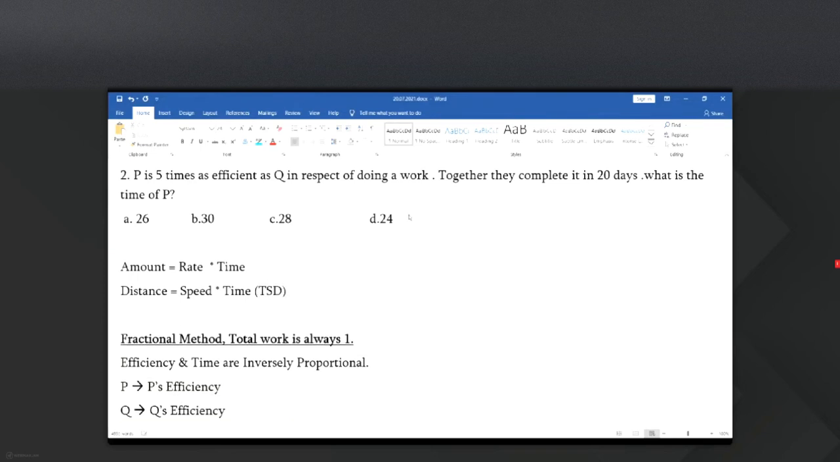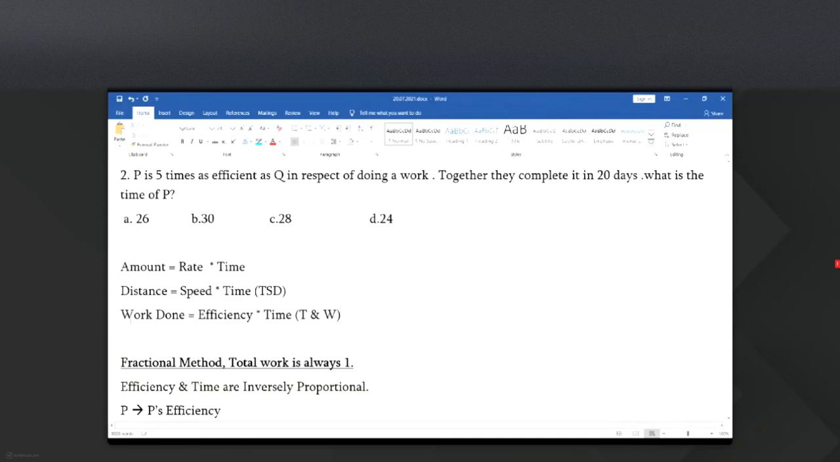The same thing when it comes to time and work. It becomes work done is equal to efficiency multiplied by time. So this is for time and work. It is the same skeleton equation: amount is equal to rate into time. When it comes to time, speed, distance, distance is the amount, speed is the rate, and time is time. When it comes to time and work, work done is the amount, efficiency is the rate, and time is time.